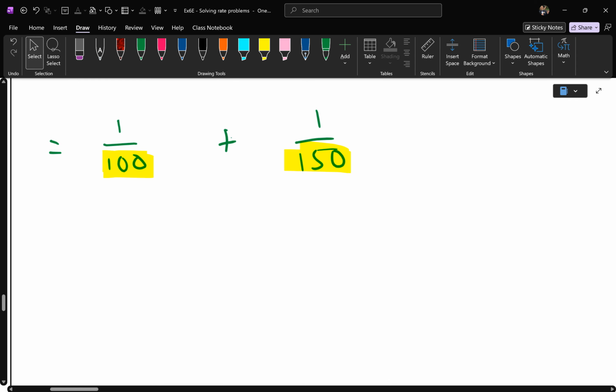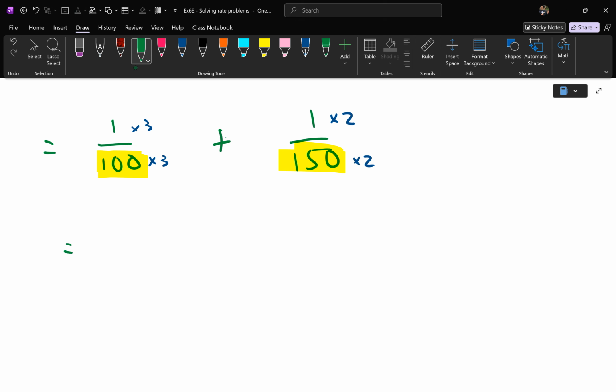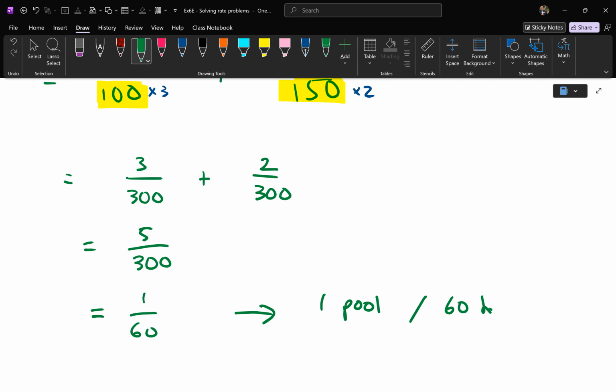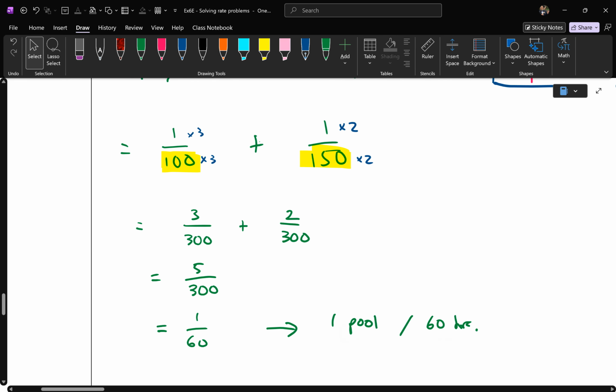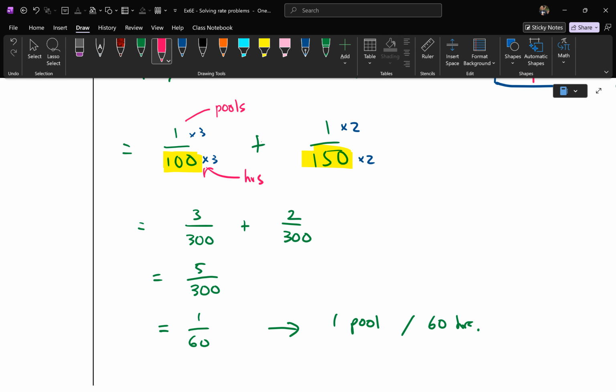But we know the thing with fractions is you can't add the rates because they have different denominators. So you make it the same denominator. In this case, find the LCM, times this by 3, times this by 3, times this by 2, times this by 2. And that's how you get 3 over 300 plus 2 over 300. Now they have the same denominator, which means they have the same rate. 5 over 300. Simplify that fraction. 1 over 60. And this means 1 pool per 60 hours. But it just means that you have to remember the numerator represented pools and the bottom represented hours. So that's a quicker way to solve the problem.